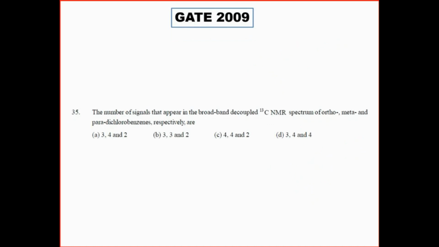The number of signals that will appear in broadband decoupled carbon NMR of ortho, meta, and para dichlorobenzene. Ortho, meta, and para dichlorobenzene. They are asking for carbon, again carbon.